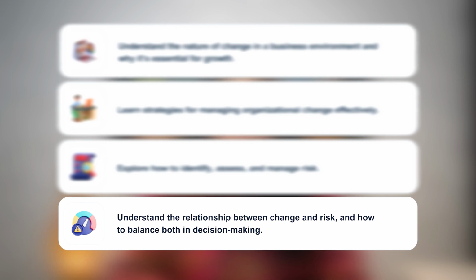Understand the nature of change in a business environment and why it's essential for growth. Learn strategies for managing organizational change effectively. Explore how to identify, assess, and manage risk. Understand the relationship between change and risk and how to balance both in decision making.